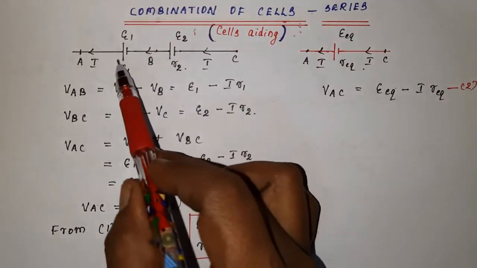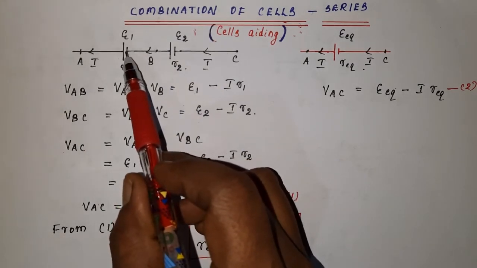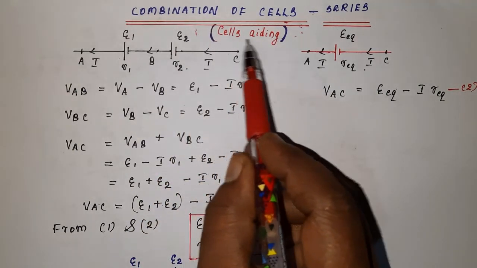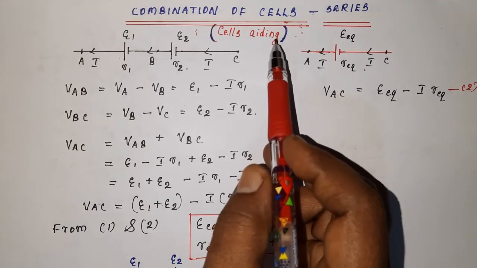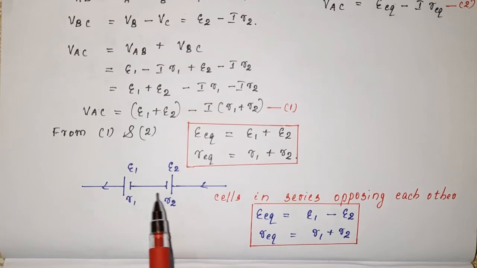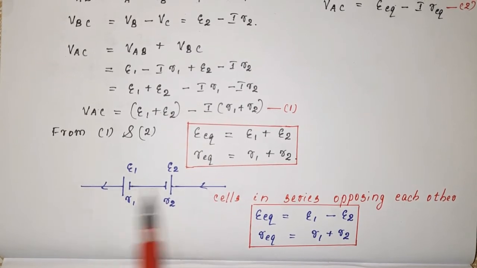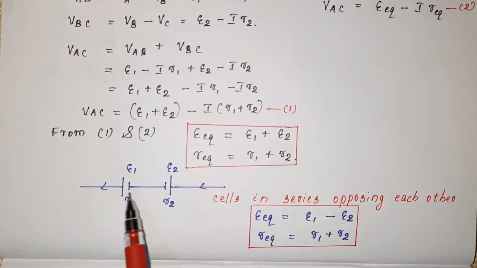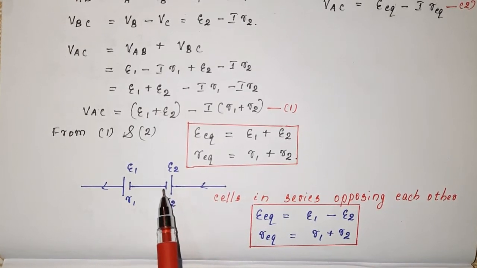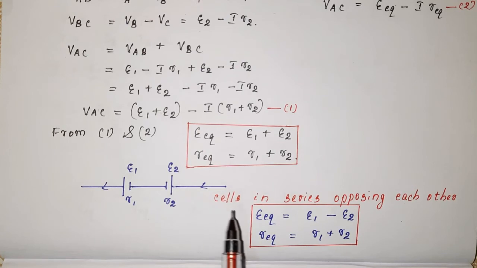Now when the two cells are connected like this, that means the negative of the first cell is connected to the positive, we say the cells are connected in series and the cells are aiding each other. Now if the two cells are connected in series like this, it is also called series combination. But they are said to be opposing each other because the negative of the first cell is connected to the negative of the second cell. So they are said to be in series opposing each other.